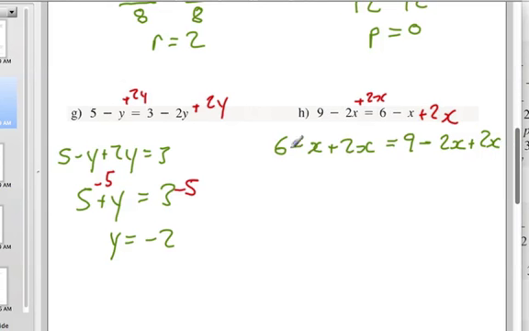Well, the 6 subtract x plus 2x simplifies to be 6 plus 1x, or just x, is equal to 9. Now minus 2x plus 2x is 0, so we've simplified this to be 6 plus x is equal to 9. We subtract 6 from both sides, and we end up with x is equal to 3.